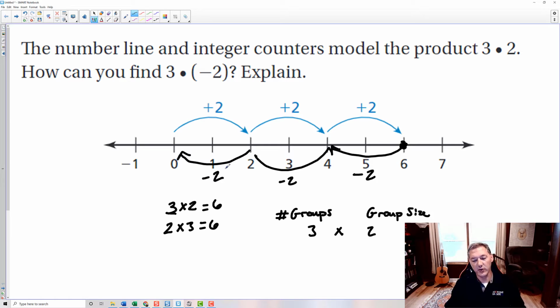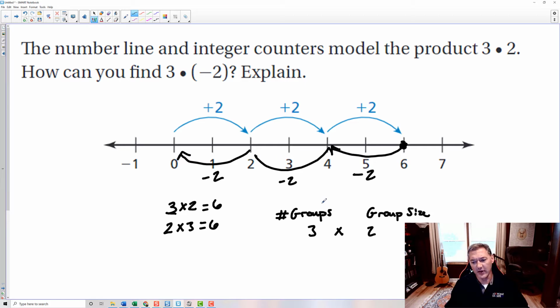So the two things I want to show you, number one, whenever you see things being multiplied together, the first number is the number of groups, and the second number is the group size. That's important when you draw things out. And the second thing is, whenever you model this, if the group size is negative 2, the arrow goes the opposite way, like it's getting smaller and smaller, right?